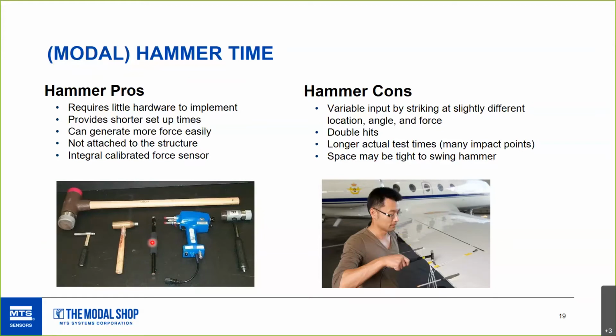Yeah, kind of Chad showing the modal punch there. And then an automatic hammer that could be one of a few ways. I think we talk about it later, but you could have special hammers to excite civil structures like bridges or something. Anything that gets adequate input into your structure, and preferably measure the force that you're putting into the structure, is great.